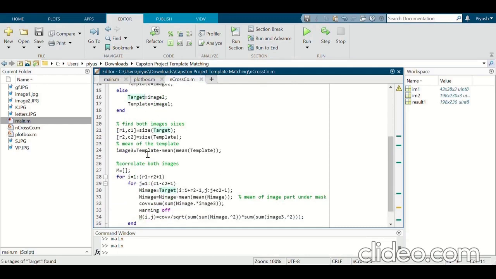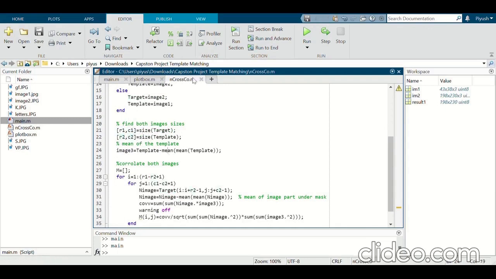Now, the third step is to store the size of each image, first target and second template. I have used the size function and represent the size as rows and columns: R1 for target image rows and C1 for target image columns, and similarly R2 for template image rows and C2 for template image columns.